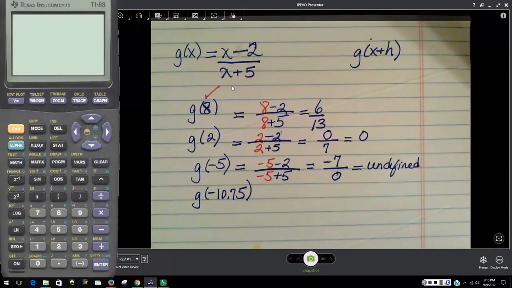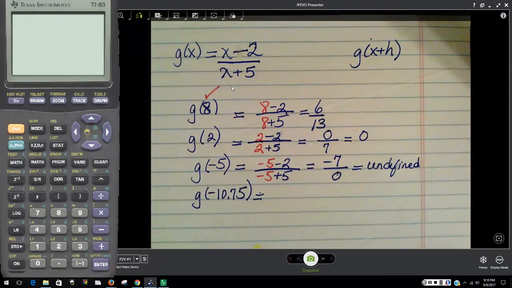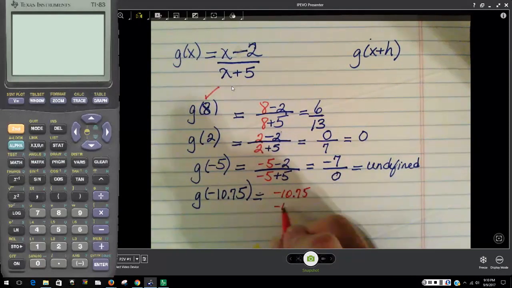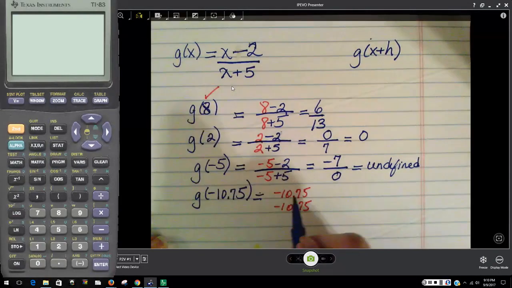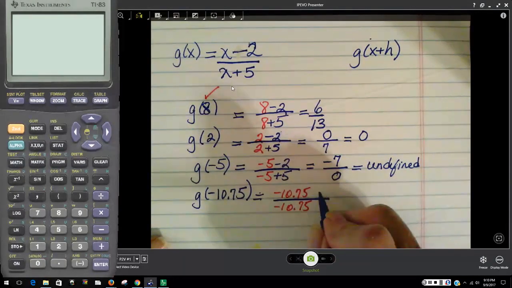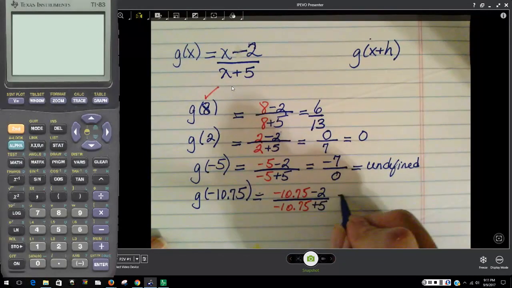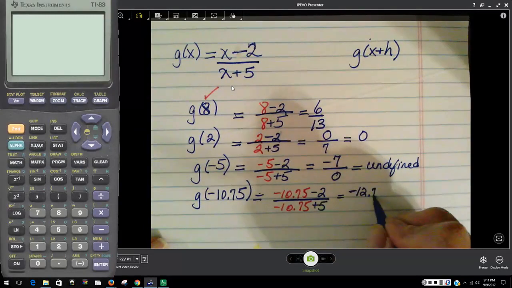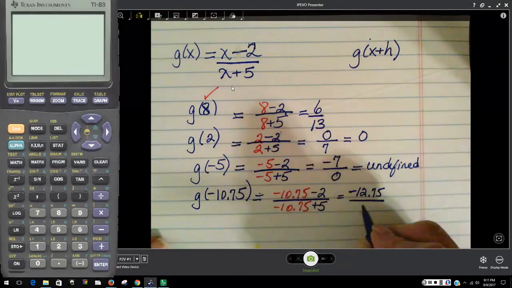And then we have g of negative 10.75. And again, same process. Negative 10.75 in place of x in both numerator and denominator. And from the numerator, we will subtract 2. And with the denominator, we will add 5. And this will give us negative 10.75 minus 2 is negative 12.75. And negative 10.75 plus 5 is negative 5.75.